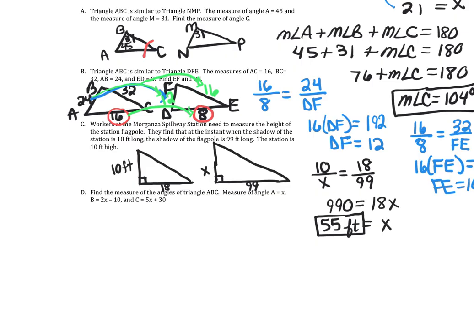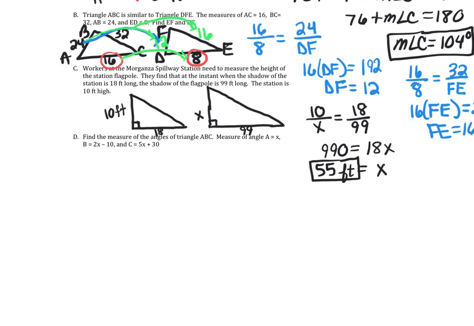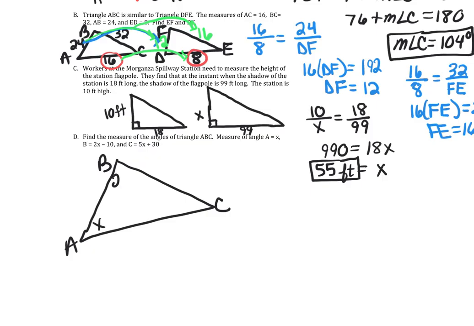All right, our last question here. Find the measure of the angles of triangle ABC. Let's draw our triangle ABC, and we'll put in whatever measures we need to. So we've got A, B, and C. Measure of angle A is x. Measure of angle B, 2x minus 10. Measure of angle C, 5x plus 30. Here's what we know. The three angles of any triangle add to 180. So we have x plus 2x minus 10 plus 5x plus 30 equals 180.